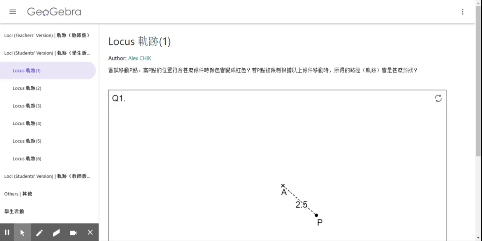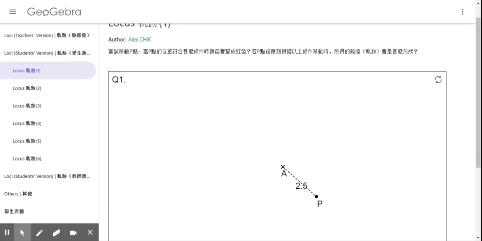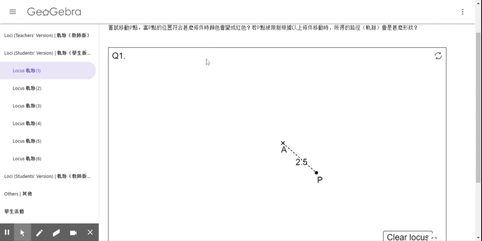Today our lesson is about loci. Loci is a word which is the plural of locus, and which means a place or a region. And in maths we use the word to describe points which obey certain rules. And you can see here I've got question number one of six questions in here, and you're going to do the other five in a couple of minutes.